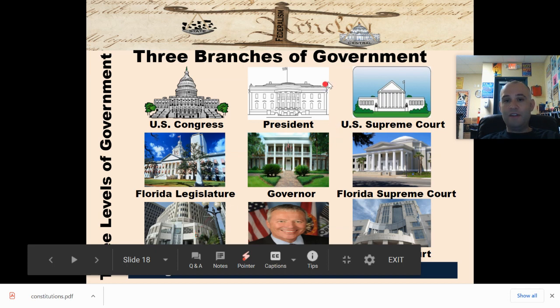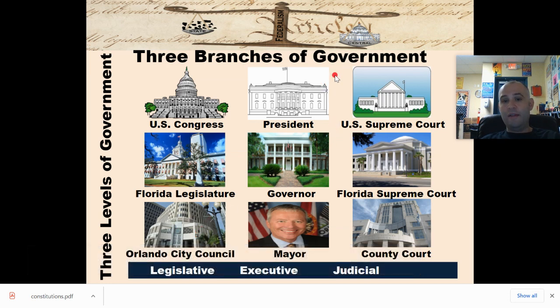Same with the executive branch. The executive branch at the national level is the president. The executive branch at the state level is called the governor, and the executive branch at the local level is called a mayor. Same with courts. Federal government, Supreme Court, state government, Florida Supreme Court, and local government, county court. Those are those local courts we talked about.